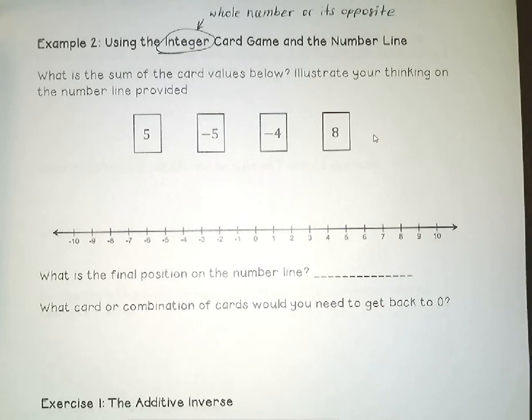Integer is a whole number or its opposite. So an integer can be -5, it can be 5, it can be 8, it can be -10, it can be 100, it can be -88. And so all of these counting numbers, including 0, which is whole numbers, and their opposites are integers.